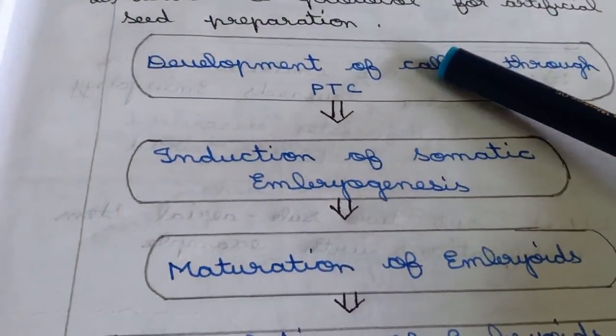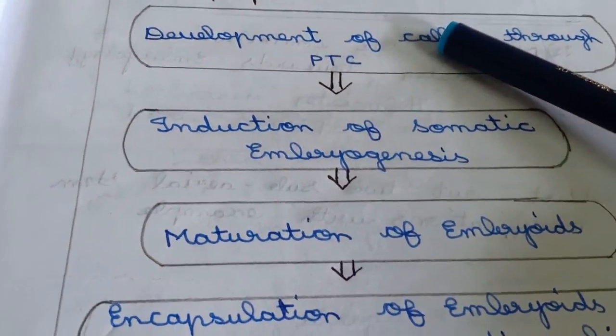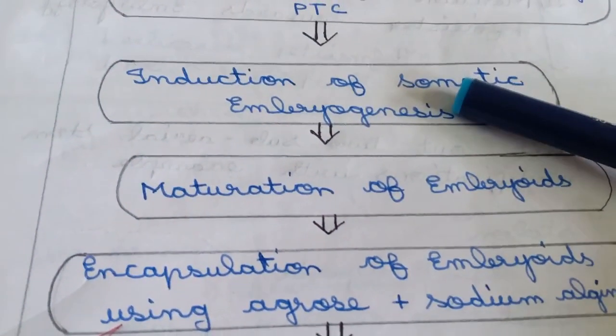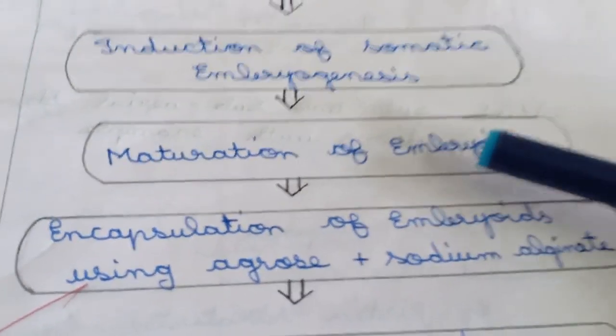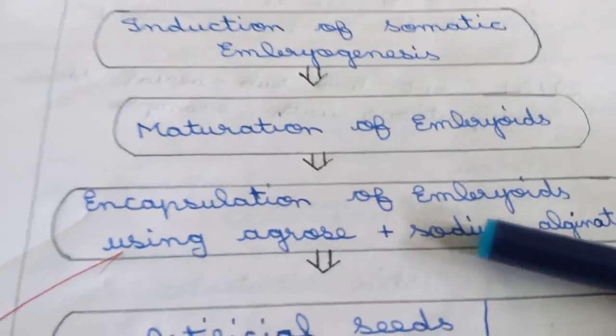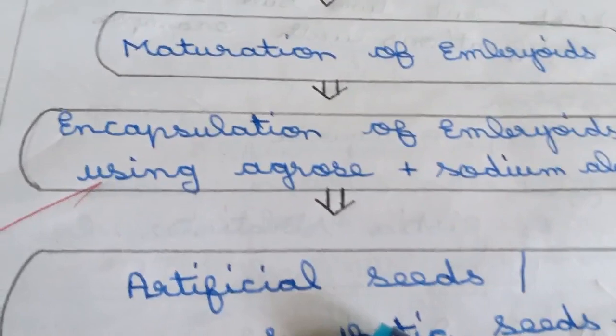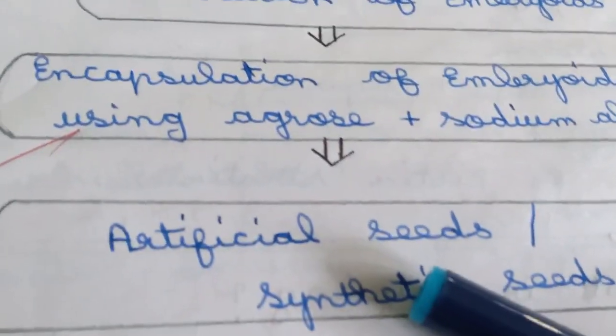Is it clear, children? So these are the steps. First we allow the callus to grow in plant tissue culture. Then embryogenesis is induced, that is the development of embryo from the callus. The embryo is allowed to mature. The embryo is encapsulated by agarose and sodium alginate. And lastly, artificial seeds are produced.